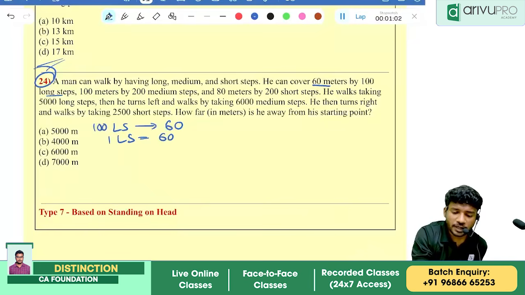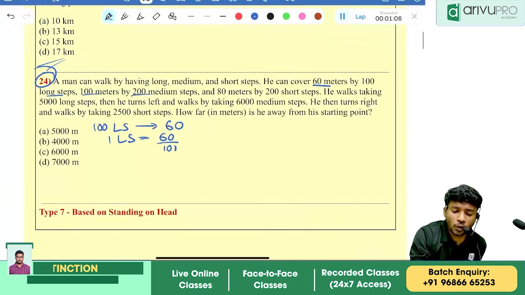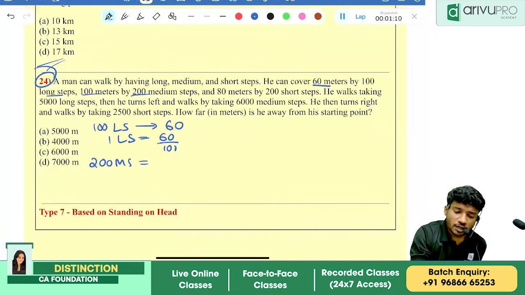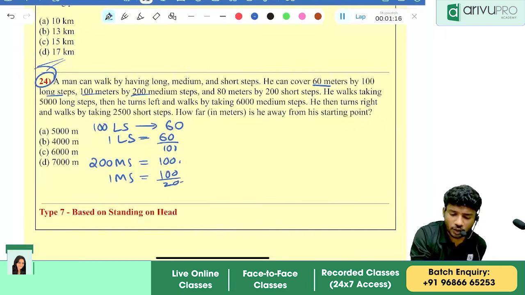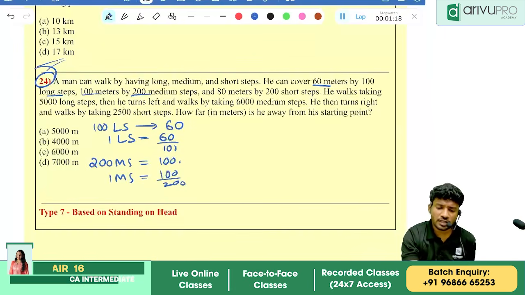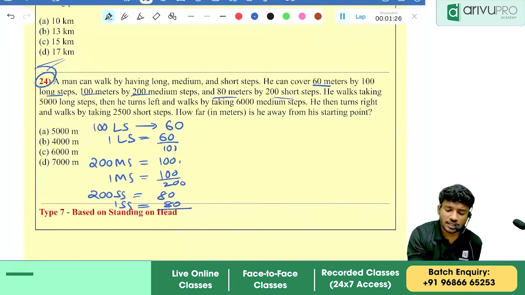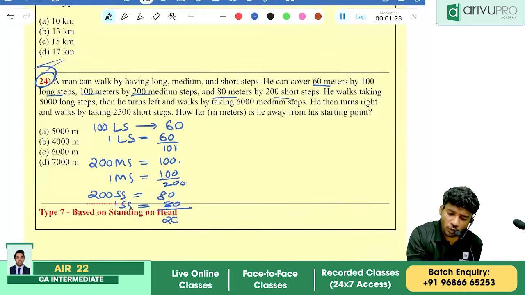60 divided by 100. Correct? Then 100 meters by 200 medium steps. 200 medium steps, how many meters? 100 meters. That means one medium step is equal to 100 divided by 200. Then finally what is there? The 80 meters by 200 short steps, which is equal to 80. So one short step is equal to how much? 80 divided by 200.